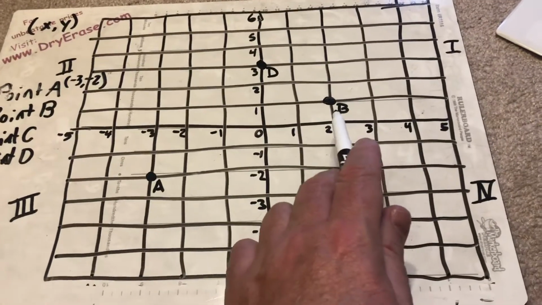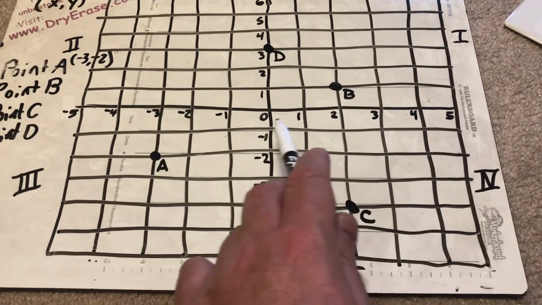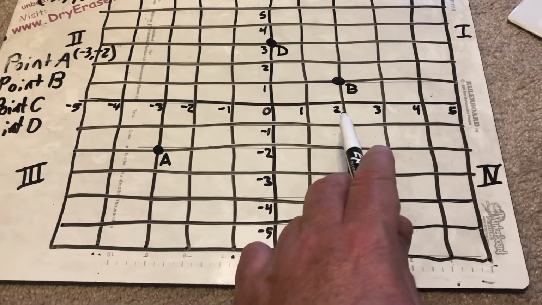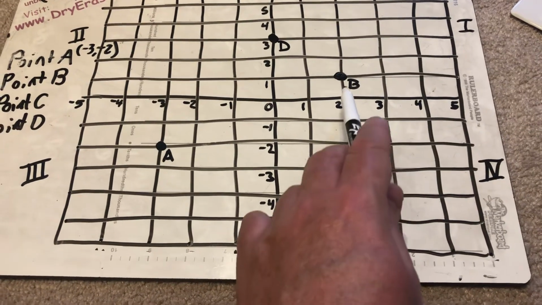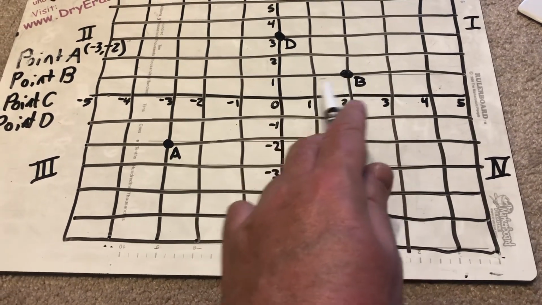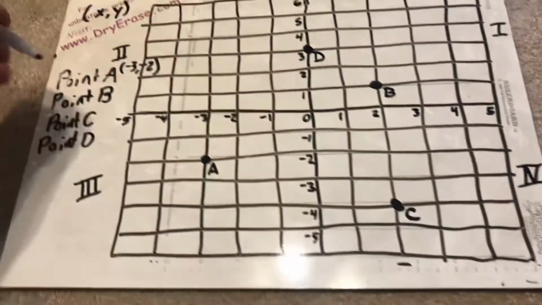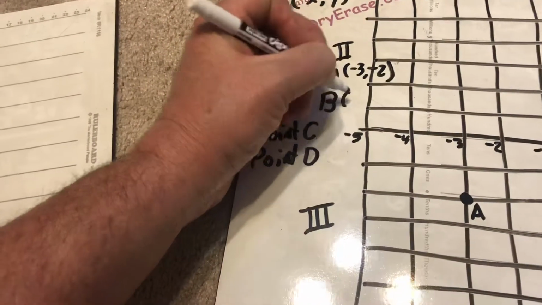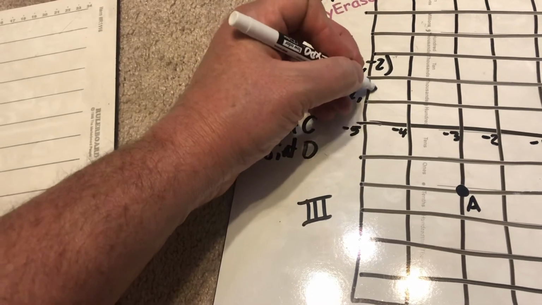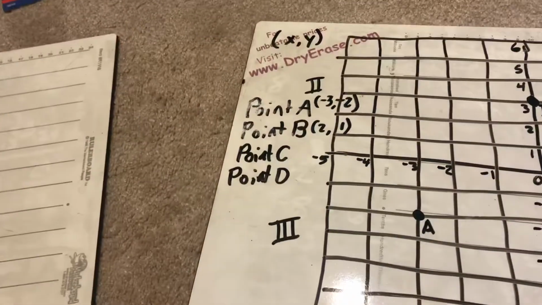Well, let's go on to point B. Point B is right here. So I want to see how far left or right that is. Well, it goes over to 2. So my x-coordinate is going to be 2. And then I see it goes up to 1. So my ordered pair is actually going to be (2, 1). Now, I don't need to write a positive sign. We've talked about that. And that's going to be (2, 1).